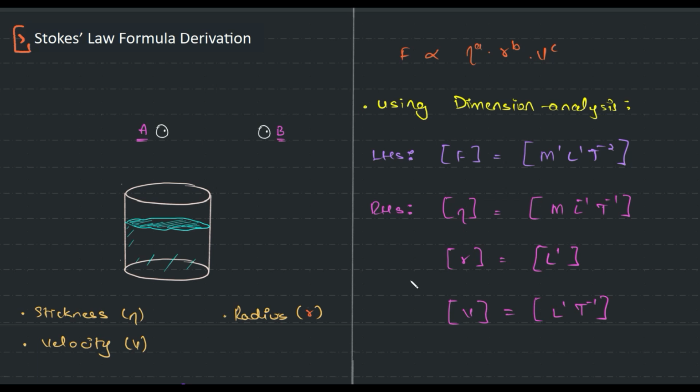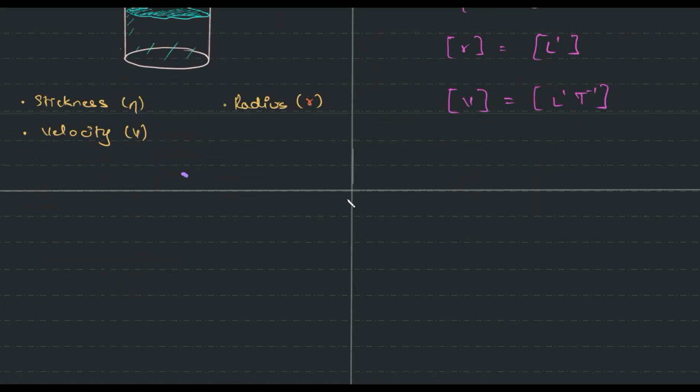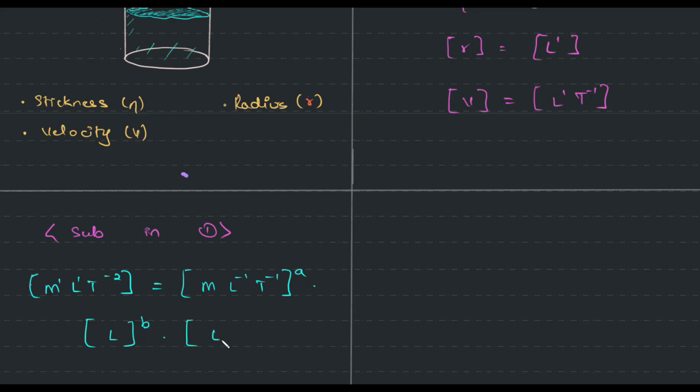Okay. Now, if I substitute all of this in, say, 1, okay, what do we have? A, B, C, right? Those are substituting in 1. So on the LHS, what we have is M L T minus 2. This is equal to M L to the power of A, B, and C.